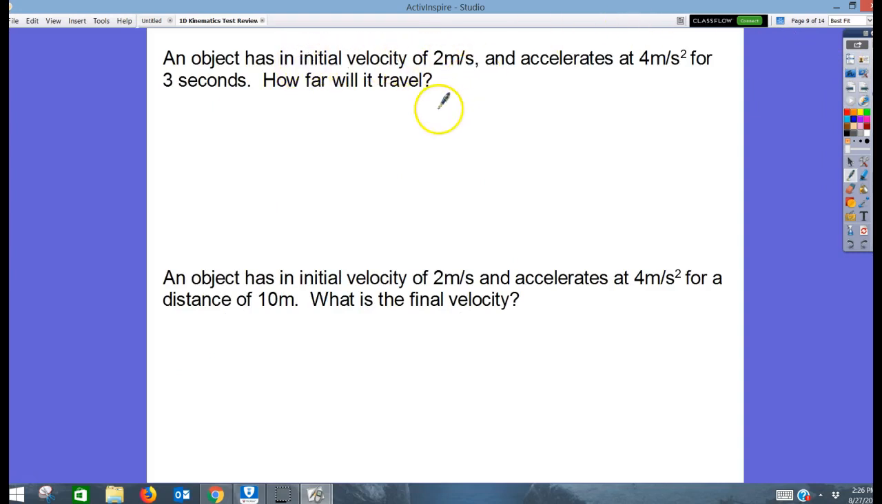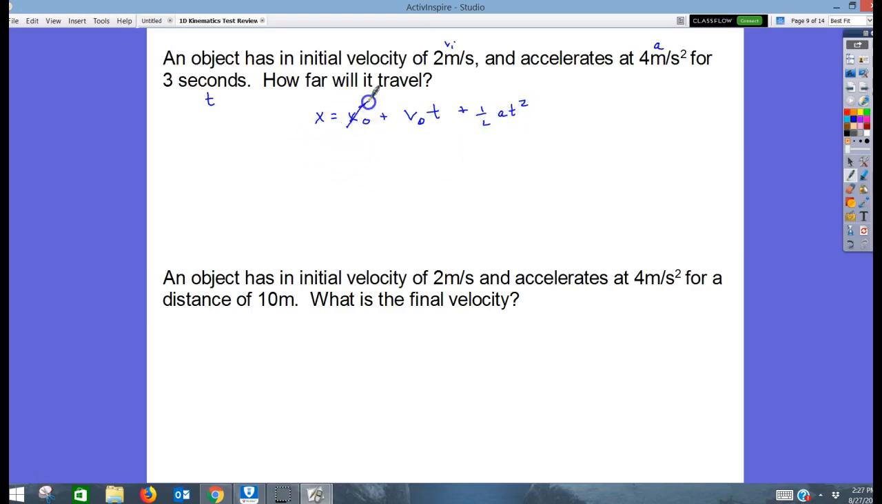An object has an initial velocity of 2 meters per second. It accelerates at 4 meters per second squared for 3 seconds. How far will it travel? Okay, so we have that equation that says that our final position is our initial position plus our initial velocity times time plus 1/2 at squared.